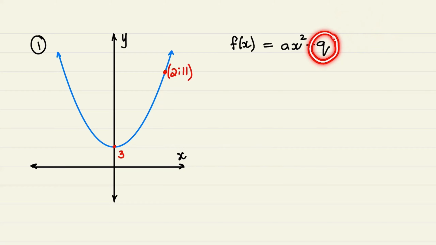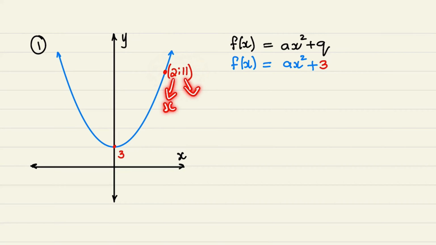Secondly, q represents either the y-intercept or a vertical shift. We can see that the y-intercept is equal to plus 3. That allows us to partially complete the equation by replacing q with 3. Next, we will use the x and y values provided by this coordinate. I'll replace f(x) with 11 because that represents y, and I'll replace x with 2 because that represents x. When I substitute these values, I have 11 equals a times 2 squared plus 3.